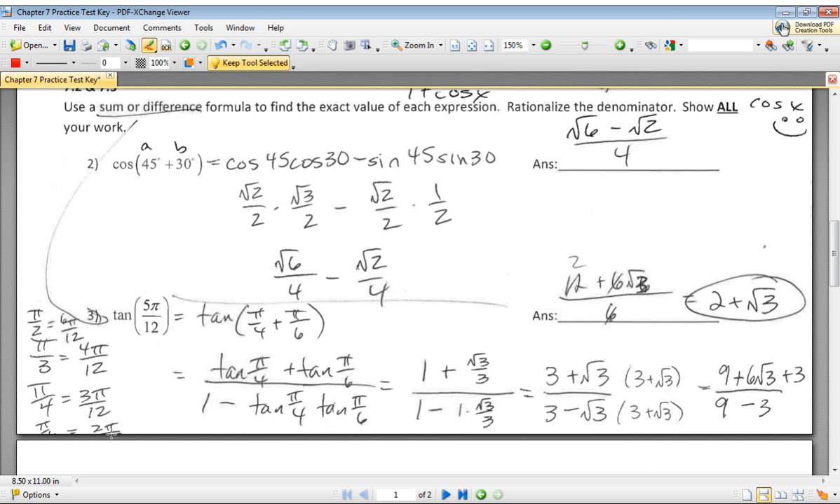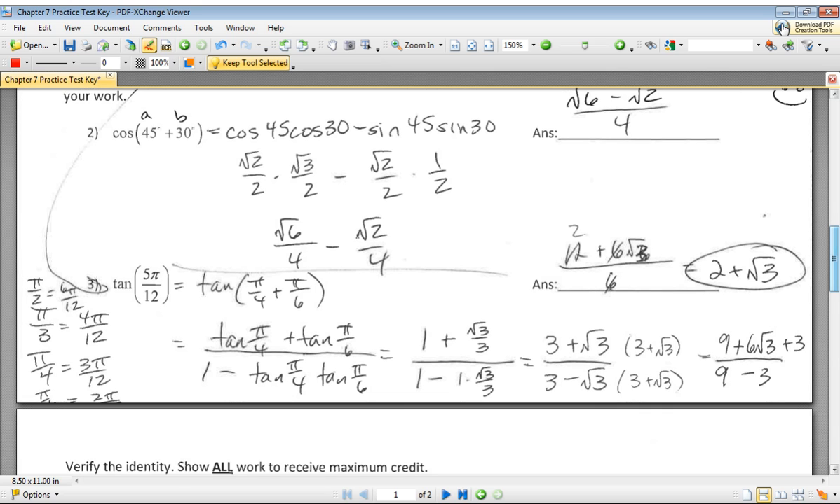Well, which of these add or subtract to be 5 pi over 12? Well, 3 pi over 12 plus 2 pi over 12 is 5 pi over 12. So I can have pi over 4 plus pi over 3 equals 5 pi over 12. And then I'm going to have to plug it into the difference formula. The sum formula, excuse me. Looks like my answer got cut off here. Oh, no, I didn't. I went this way.